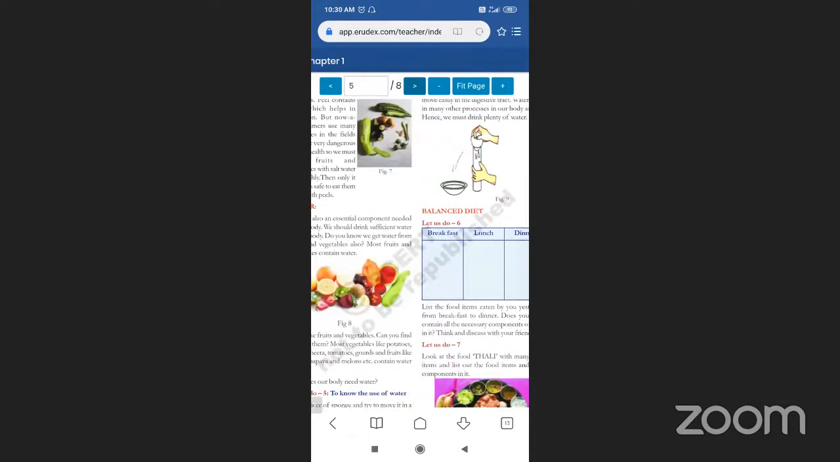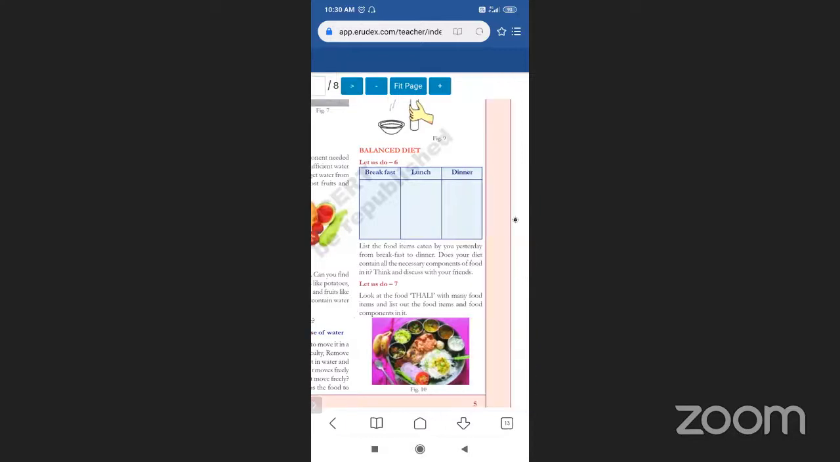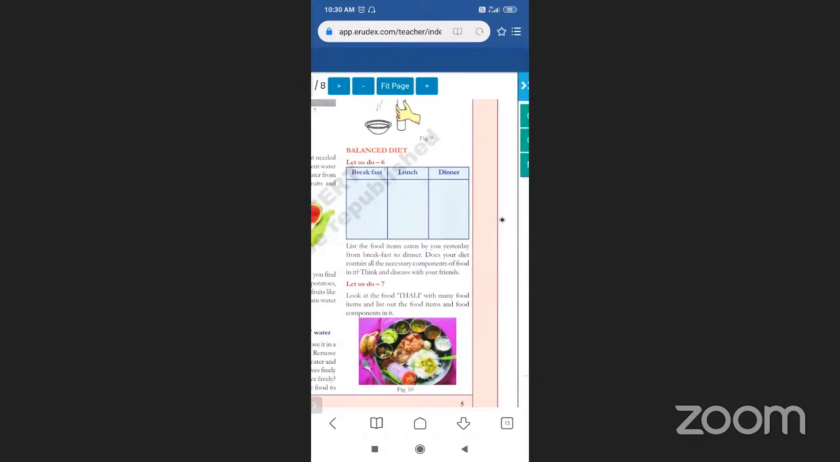All the food components should be present in the food you take per day, by adding the 3 times: morning breakfast, afternoon lunch, and at night supper or dinner. By adding these 3 times of food items we take per day, that diet must contain carbohydrates, proteins, fats, vitamins, minerals. Then the food items you are taking are a balanced diet for your body.